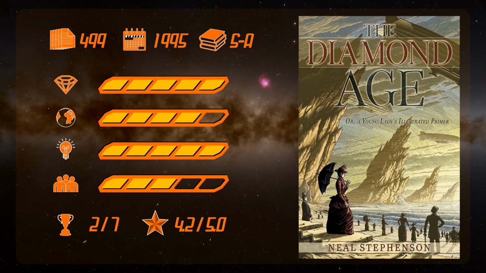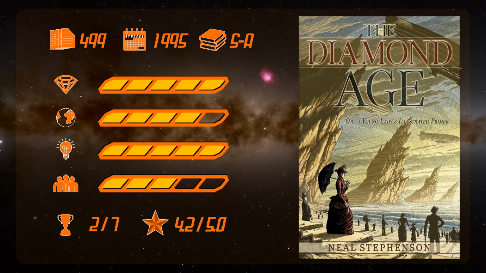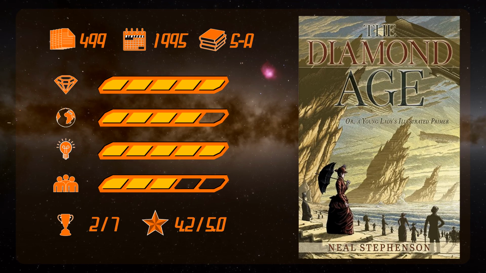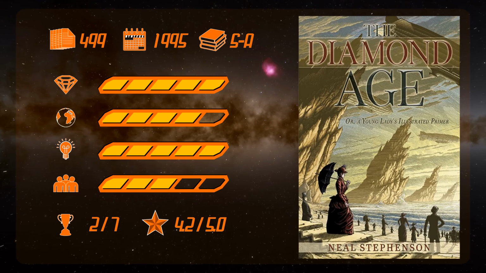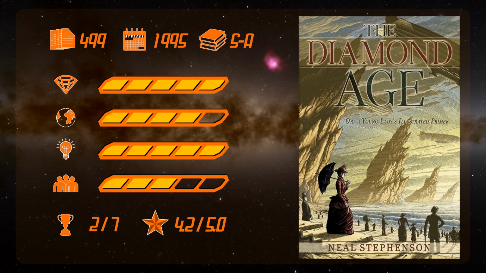The plot of The Diamond Age follows the life of Nell, a young girl from the low-class, leased territories near Shanghai, living without a file, or in other words, without a tribe. At the age of 4, Nell receives from her older brother a stolen copy of The Young Lady's Illustrated Primer, an advanced interactive book commissioned by the wealthy Neo-Victorian equity lord Alexander Chung-Sik Finkel McGraw for his granddaughter Elizabeth. The primer is designed to educate its reader to unlock their full potential, encouraging intellectual development and personal independence.